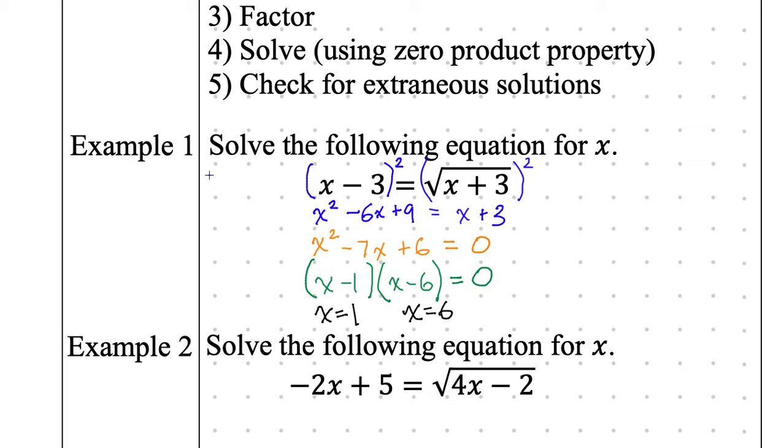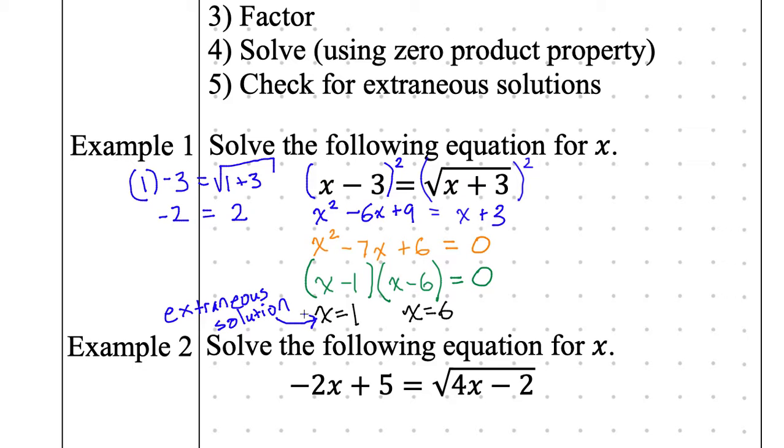So let's plug in 1. I'll do 1 on the left. If I plug in 1, 1 minus 3 should be equal to the square root of 1 plus 3. Well, 1 plus 3 is 4, so the square root of 4 is 2. 1 minus 3 is -2. That doesn't work. 1 is an extraneous solution. This x equal to 1 right here is an extraneous solution because -2 does not equal +2.